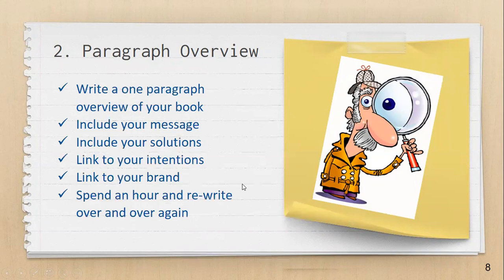So once you've done your paragraph overview, here's the next step. Spend an hour and rewrite it over and over again until you really have it nailed, until the message, the solutions, intentions, and your brand are really clear in there. The reason we say to do this is, with the Snowflake method, the methodology around that is firstly to spend an hour creating that one sentence, then spend an hour creating the paragraph, and then spend an hour going to the next level. And it works up like that.